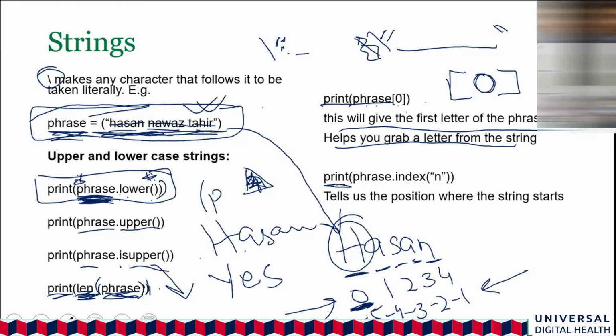There's also a command called print phrase.index, and in that we open up the inverted comma and then we write down n. Say n यहाँ पे हम इसलिए लिख रहे हैं, n is basically nothing more than a string. It could be a, it could be h, whatever. ये बेसिकली हमें बताता है कि n की पोजीशन इसमें किधर है, हसन में किधर है. So Hassan asked में, so it will tell us the position where the string starts. So we'll run these together as well.